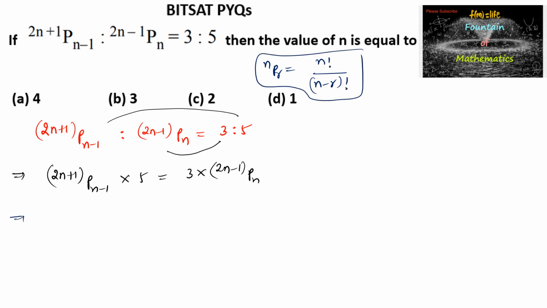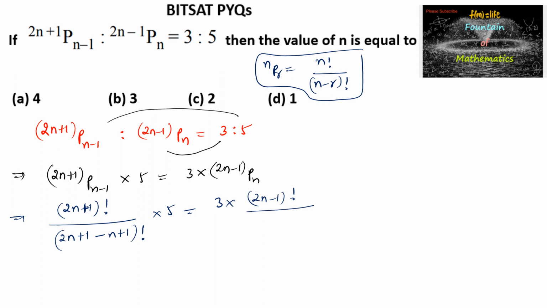So we can write (2n+1)! upon (2n+1-(n+1))! into 5 is equal to 3 times (2n-1)! upon (2n-1-n)!. On simplifying, we can see that on the left side we have 2n+1 and on the right side 2n-1. So 2n+1 is the bigger number, so it can be reduced to 2n-1.